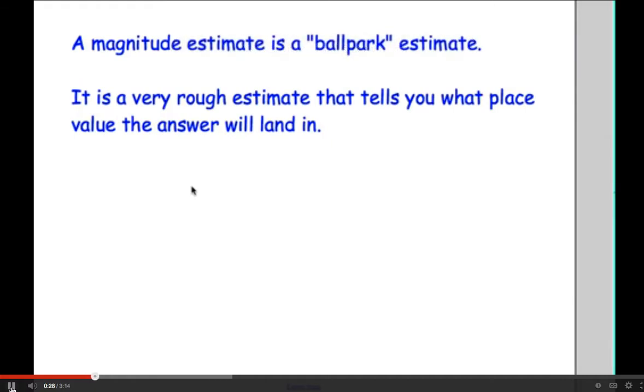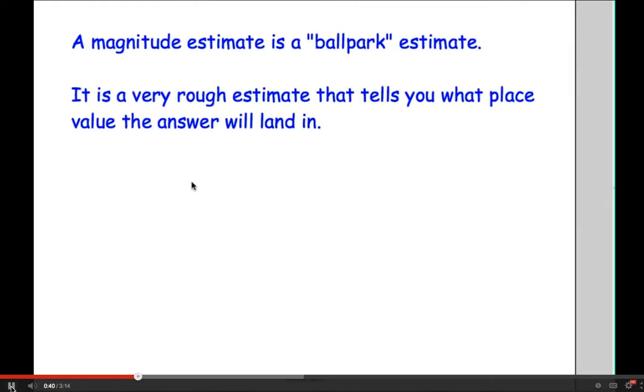A magnitude estimate is a ballpark estimate. It is a very rough estimate that tells you what place value the answer will land in. For example, you're trying to find out, will my answer be in the millions? Will my answer be in the hundreds? Will my answer be in the tens?